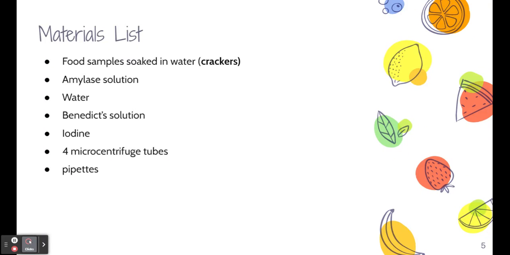All right, here's a list of materials that we can use to conduct the investigation. We're going to start with our food sample soaked in water. We're going to use the same crackers we used in 5.1, and these are complex carbohydrate-based crackers. We're going to use the amylase solution that's representing the chemicals in our saliva. We can use water, Benedict's solution, our first indicator, iodine, another indicator, our 4 microfuge tubes, and pipettes.